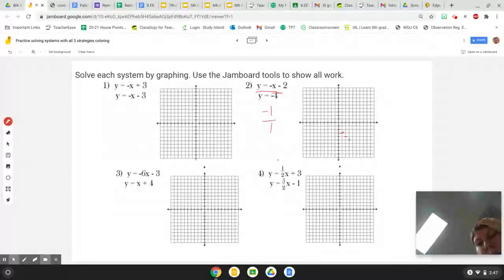Keep in mind, the more points that you put on your graph, the better off you're going to be, because your line is going to be more accurate and you're going to be able to tell where it intersects, if it intersects, okay? All right, so now I'm going to draw my best line through there.